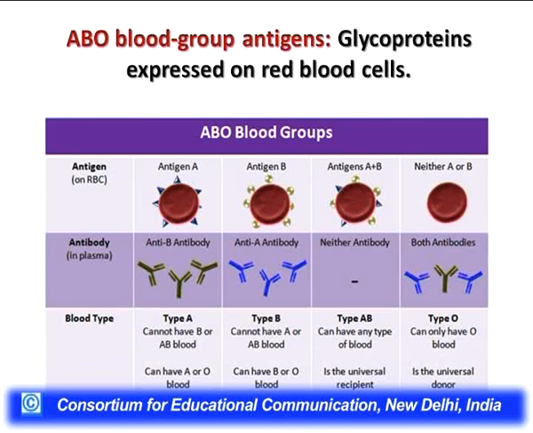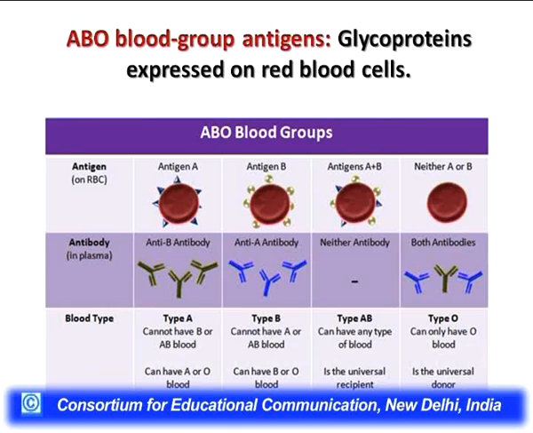While in the case of type O blood group, there won't be any antigens on the surface of red blood cells. That's why neither A nor B antigens are present, but the person will have both antibodies, anti-A and anti-B.